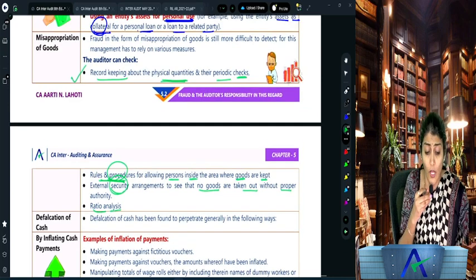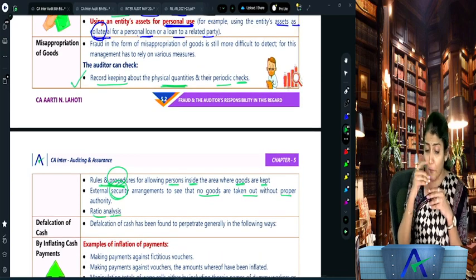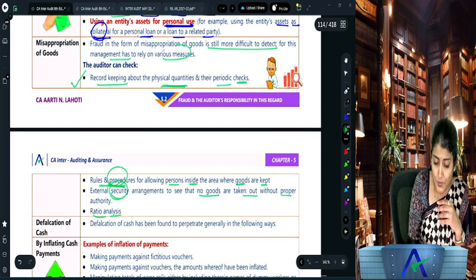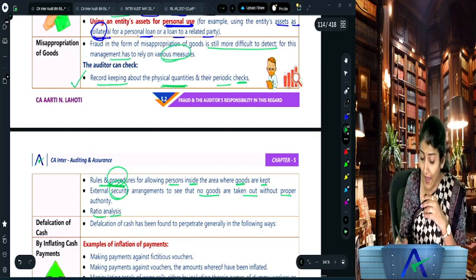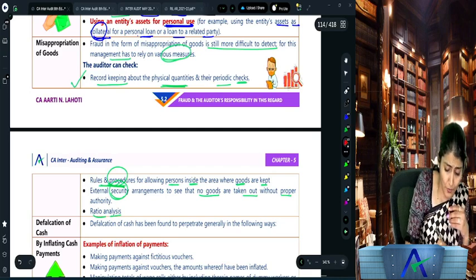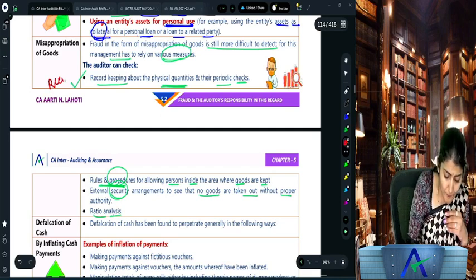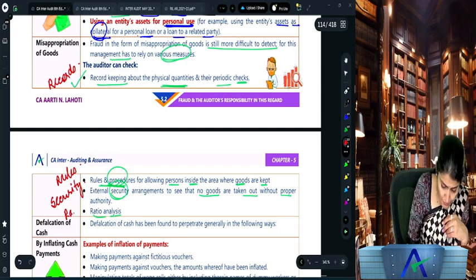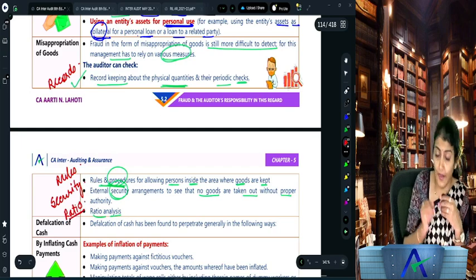So what does it say? Fraud in the form of misappropriation of goods is more difficult to detect. So for this, management has to rely on measures. As an auditor, what are the measures that you are going to verify? One, the records. Second, you are going to verify the rules. Third, the security arrangements. And last, you are going to do the ratio analysis.